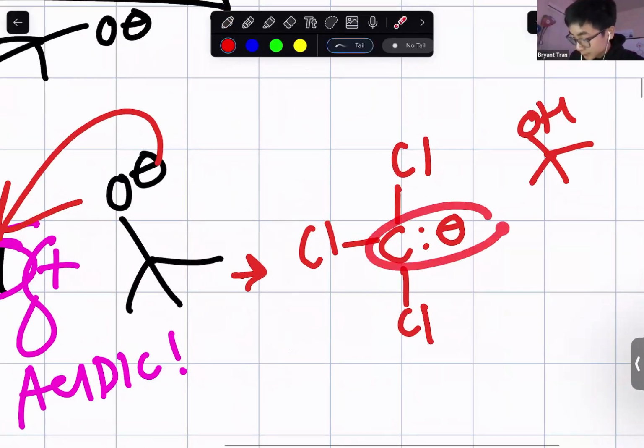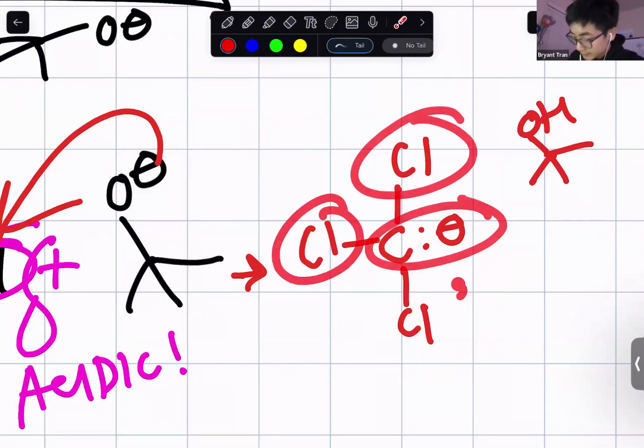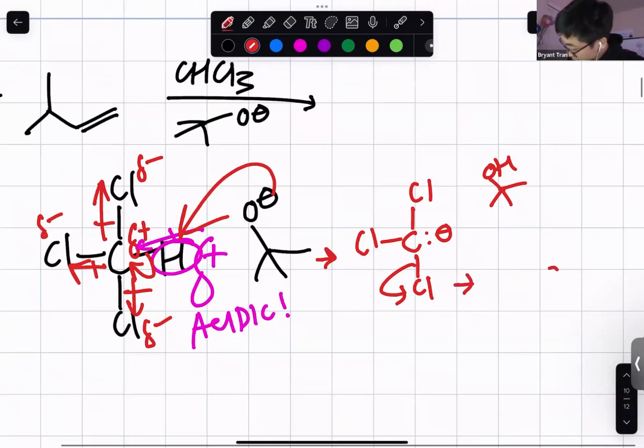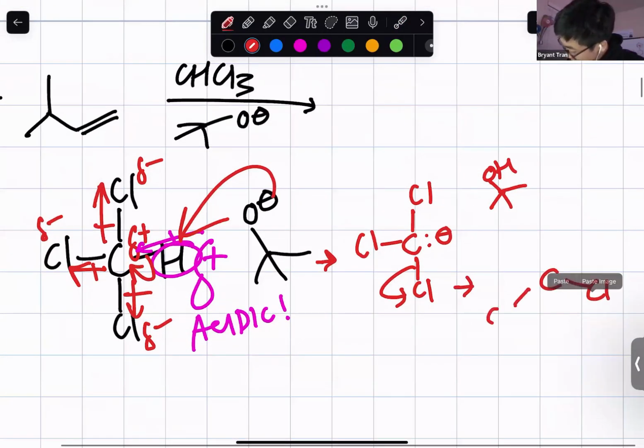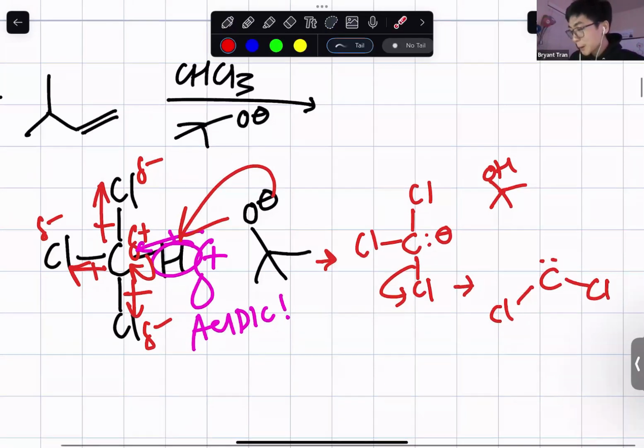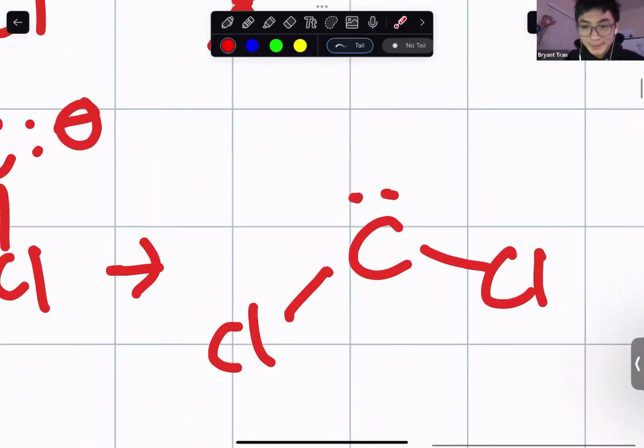This is unstable, right? Because carbon with a negative charge is unstable. But we have 3 good leaving groups here, 3 chlorines. One of them is just going to leave by itself to form this carbene intermediate here. Now, there's something special about this carbene intermediate. Do you guys know what property makes this carbene intermediate special?